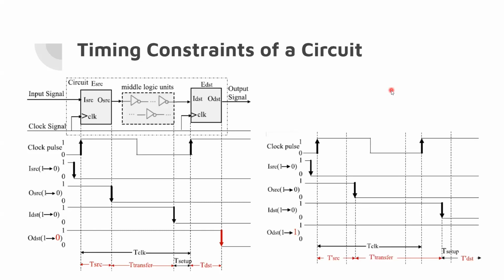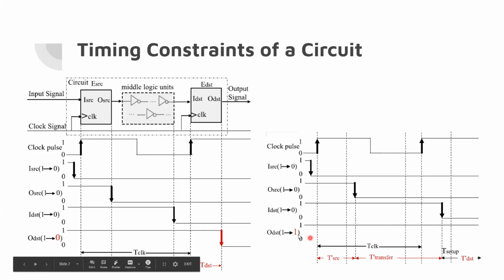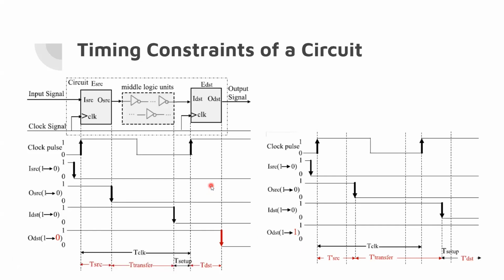If the provided voltage is lower than the expected one, T source and T transfer will increase, which might violate the timing constraint. As we can see, now the output of the last flip-flop is incorrect. Here we get 1 instead of 0. VoltJockey will violate this timing constraint to inject hardware faults into the victim's procedure.